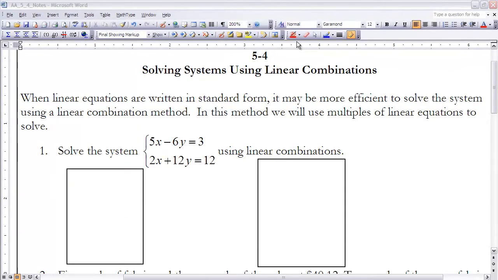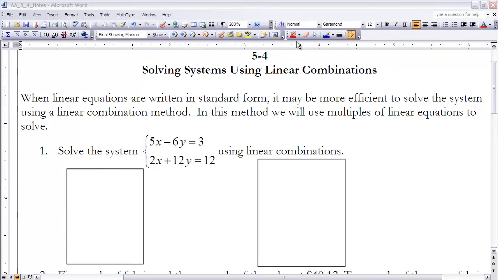Okay, these are the notes for section 5.4, solving systems using linear combinations. This is basically our third method of solving systems. We looked at using your CAS, both graphically, all three ways graphically, using tables, and also using the solve function. Then we looked at substitution in section 5.3. Now we're going to look at a new method called linear combinations.